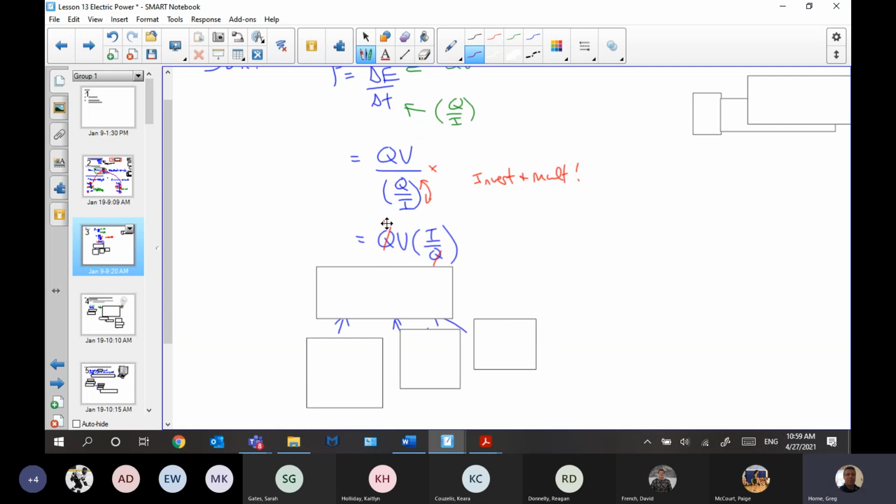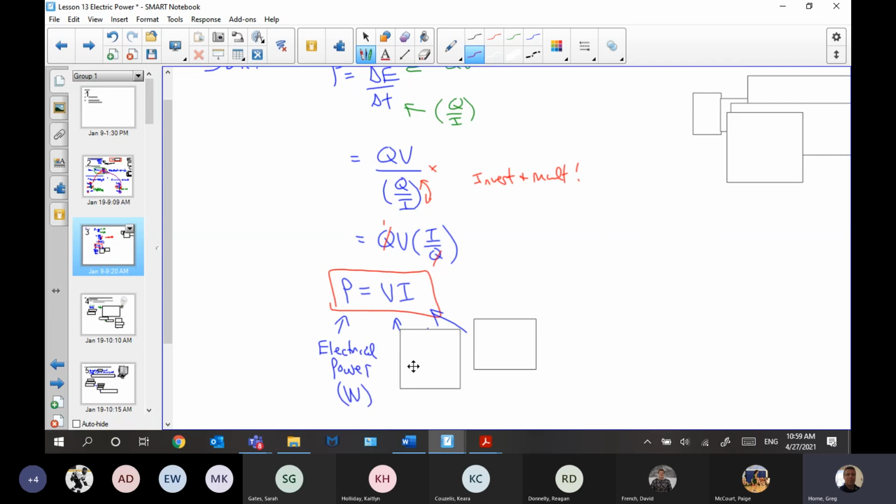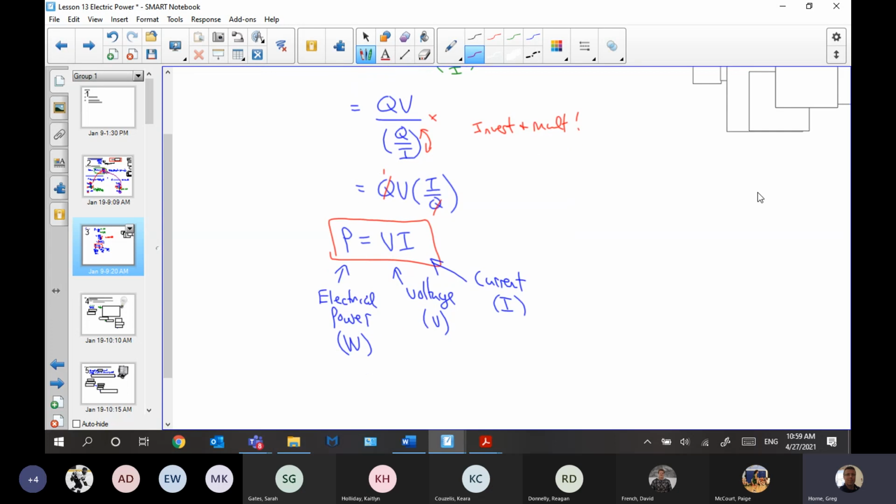And then notice I've got a Q on the top and a Q on the bottom. Q divided by Q, Q goes into Q once. So just a 1, right? So a 1 VI is really what we're looking for there. And boom, we got it. There's the electrical power in watts. There's our voltage in volts and our current in amps, right?